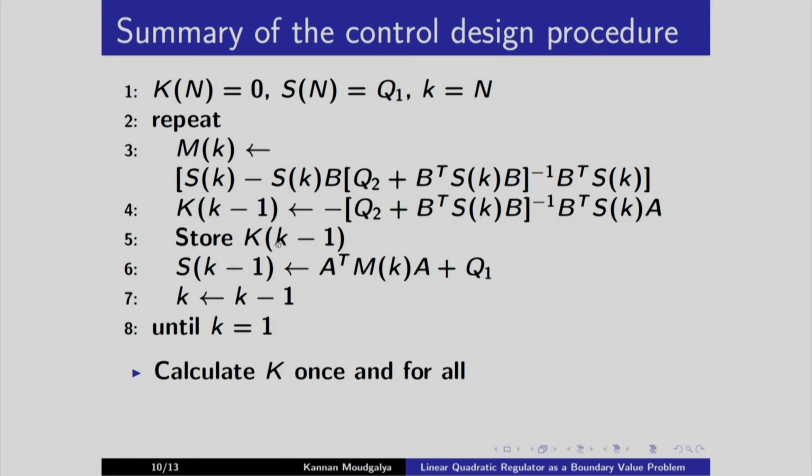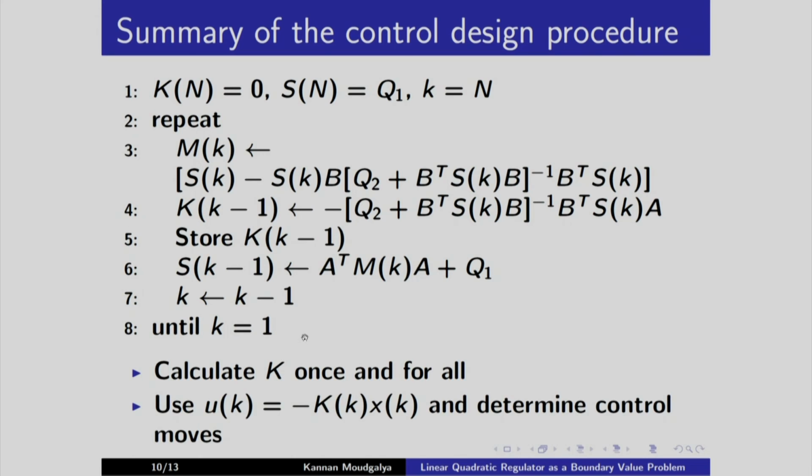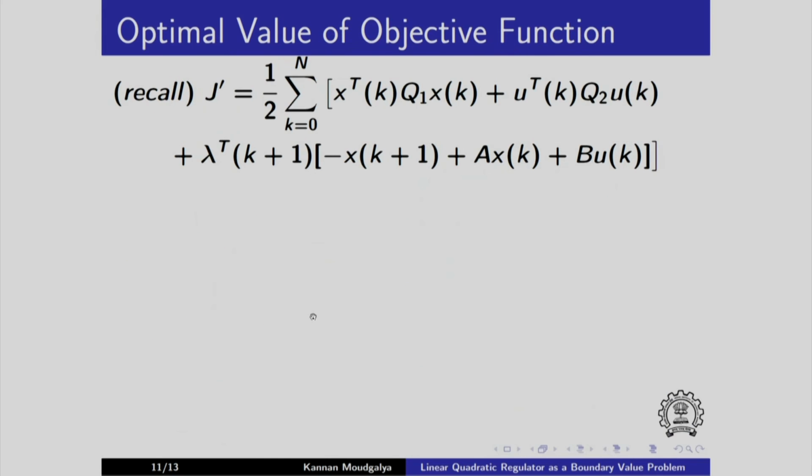For example, we have K of k minus 1, k minus 2 and so on for this counter, whereas we also had K of capital N equals 0. We calculate this control law capital K, with this index k equals 1, and use u k equals minus control law capital K of k and x k to determine control moves. We will now be able to derive the optimal value of the objective function also.